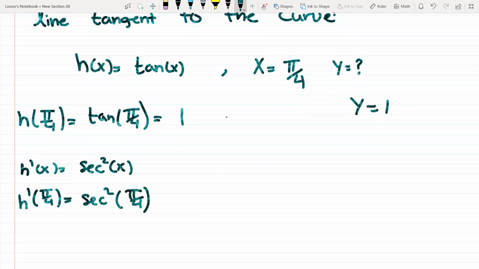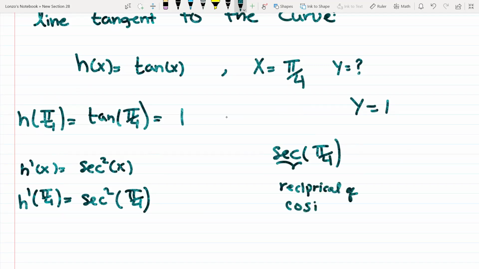So what is the secant squared of pi over 4? Well, what is regular secant of pi over 4? Whatever that is, we can just square it. If you recall, secant can be expressed as the reciprocal of cosine. So if you know the cosine of pi over 4, you just take the reciprocal. If you look at your unit circle, pi over 4 has an x coordinate of radical 2 over 2 and a y coordinate of radical 2 over 2. Cosine is the x coordinate.